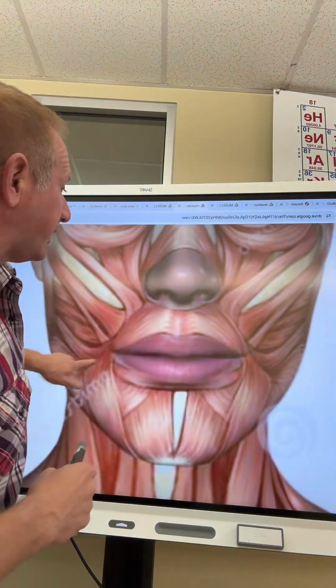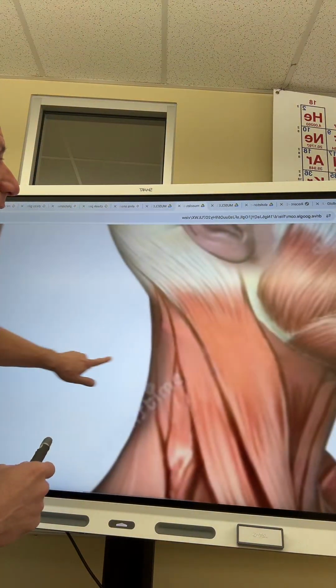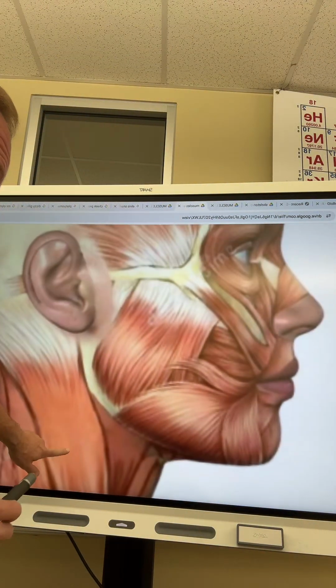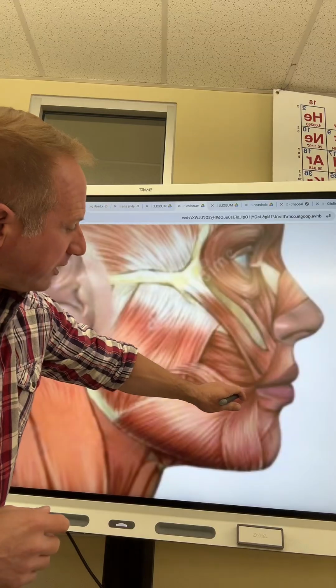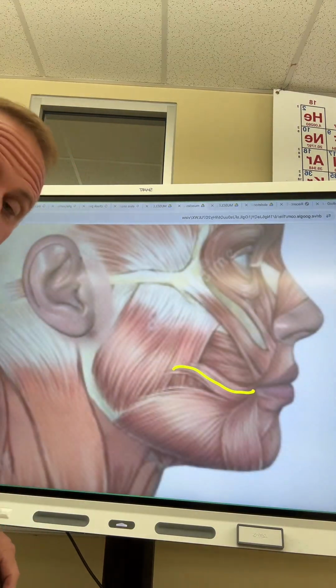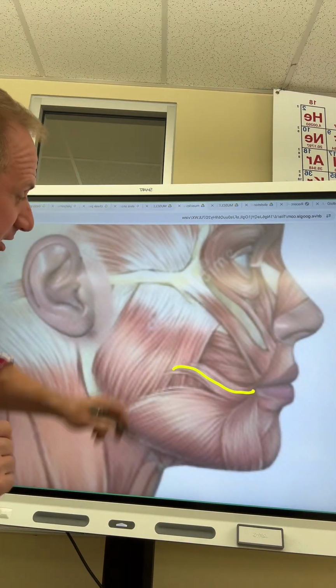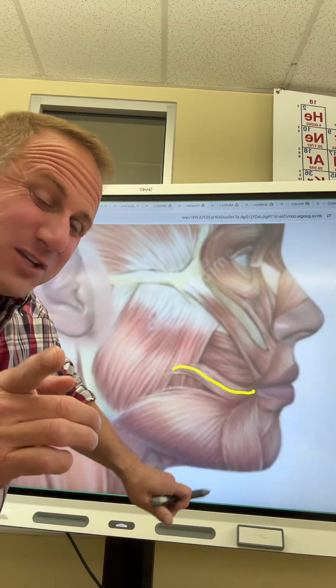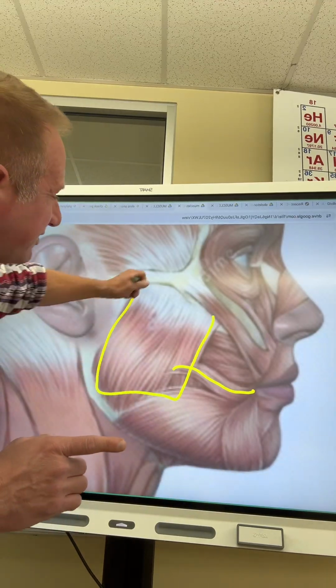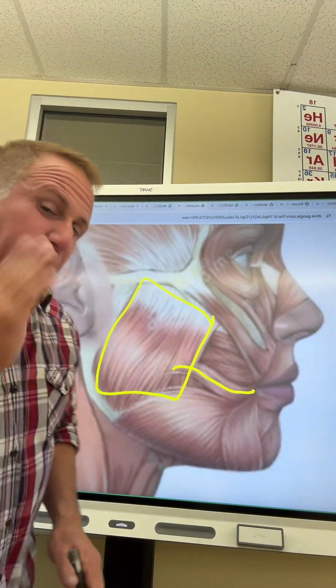Now, one more picture real quick. If we look over here, there is the side of the face, and right there you can see that risorius again. Kind of a cool thing, the reason why I'm pointing this out is it actually originates over here on the masseter muscle. And that masseter muscle is that big chew muscle right here. We're going to talk about it another time.